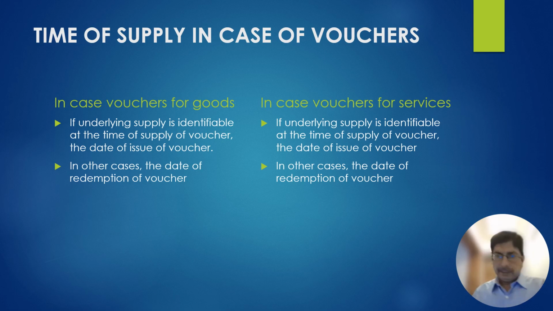Just as a passing reference, when you purchase the voucher on the Amazon site, what accounting entry will Amazon make? They will make a balance sheet to balance sheet entry, that is bank account debit to liability. And when you redeem the voucher, when you purchase the goods or avail the services, on that date Amazon will book the revenue, that is liability account debit to revenue. Just as a passing reference.